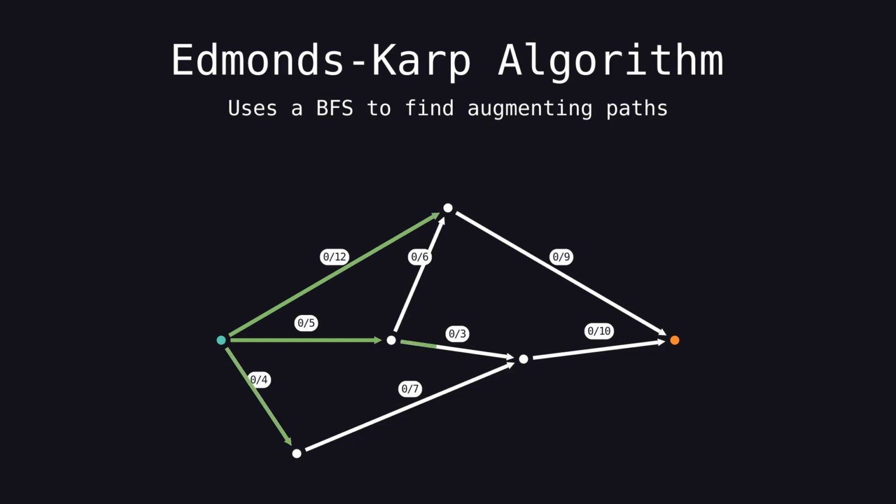This has the major advantage that in each iteration, a BFS will find the path with the least number of edges. This leaves the time complexity as big O of m squared n, where m is the number of edges and n is the number of vertices.